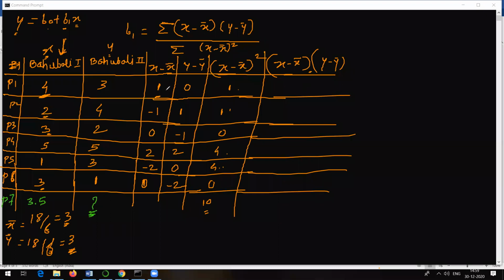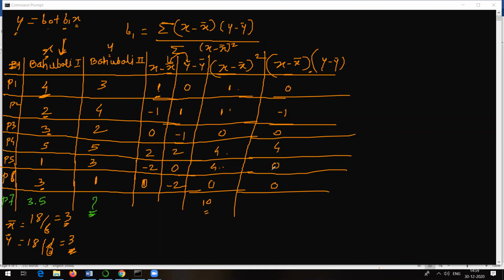That is multiplication of these two columns. So 1 into 0 is 0. Minus 1 into 1 is minus 1. 0 into minus 1 is 0. 2 into 2 is 4. Minus 2 into 0 is 0. 0 into minus 2 is 0.